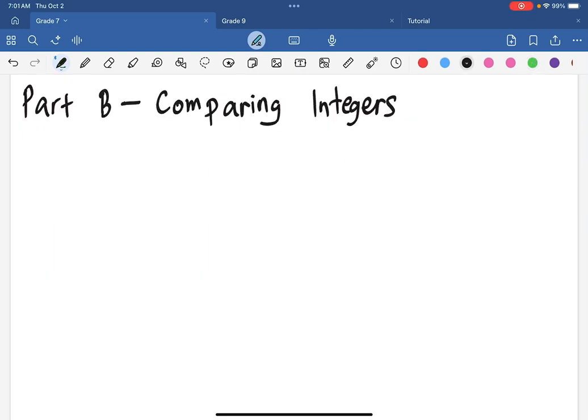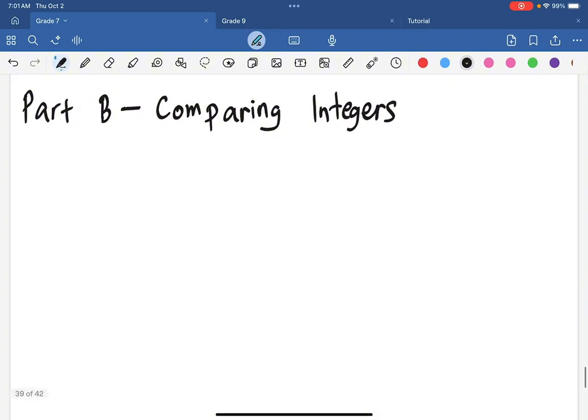Part B is about comparing integers. In comparing integers, we get to use the symbols less than, greater than, or the equal sign. Now, we need to go back to the number line.